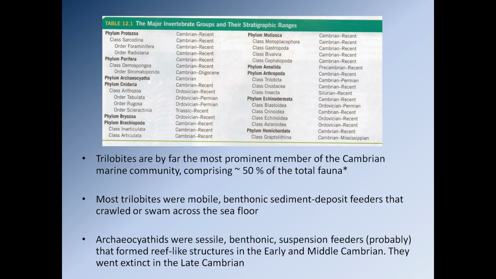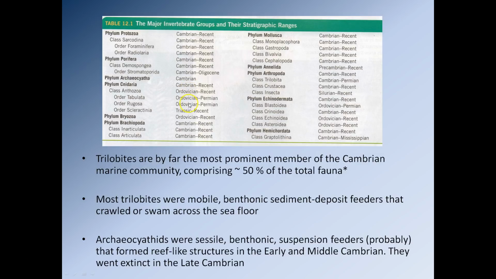So what we can see if we look at this table at the top here is the majority of invertebrate groups and their stratigraphic ranges. So this table essentially is showing where the main groups make their appearance. So when we look at groups like the Protozoa, essentially they make their appearance in the Cambrian. Okay, the Cnidaria, the first group of them make their appearance in the Cambrian.